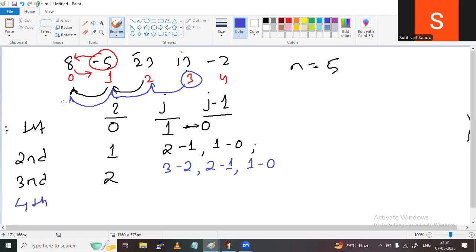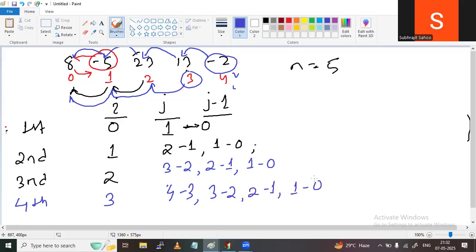Now after this one, nothing is there, so fourth attempt. Fourth attempt means index 4, which is minus 2, will be checked with these elements. Then again, this index is checked with this index, and this index with this index. That means in the fourth attempt i will become 3, j will become index value 4 now, so 4 with 3 will be checked, then 3 with 2, then 2 with 1, then 1 with 0 will be checked. So like this, this logic is followed in insertion sort.